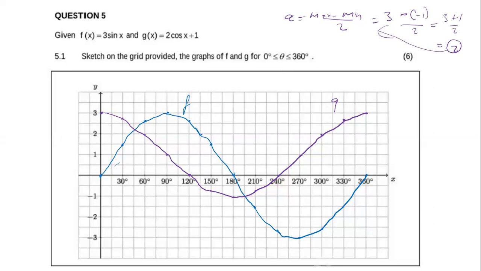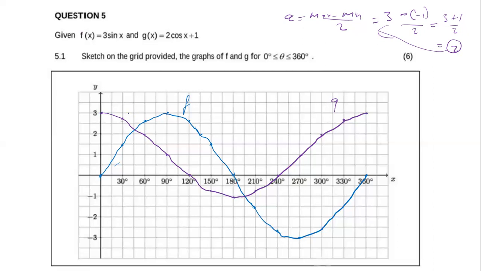The minimum is the point at the trough, and the maximum is at the crest. So the crest will be your maximum, the trough will be your minimum. Okay, I hope that was clear. Here we're only sketching.